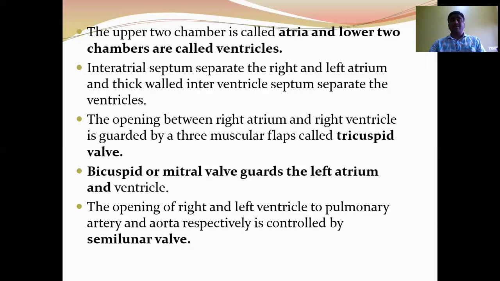The opening between right atrium and right ventricle is guarded by three muscular flap-like structures called the tricuspid valve, and the opening between left atrium and left ventricle is guarded by the bicuspid valve, also called the mitral valve. Next, the opening of right and left ventricle into the pulmonary artery and aorta respectively is guarded by the semilunar valves.